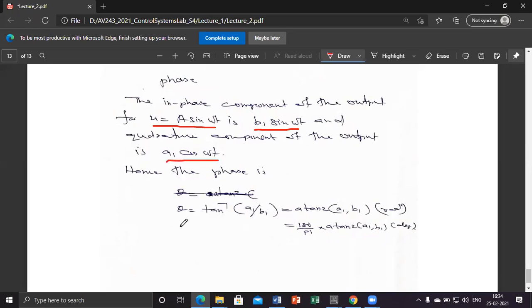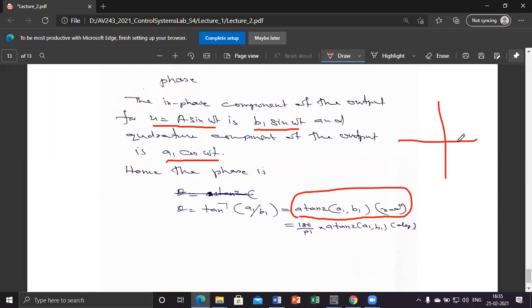And hence the phase shift is given by tan inverse of quadrature by in phase. That is tan inverse of A1 by B1. And there are different tan inverses there. You have to take the quadrant-sensitive tan inverse. That is what we are very bothered with.